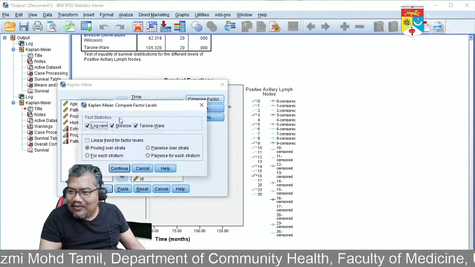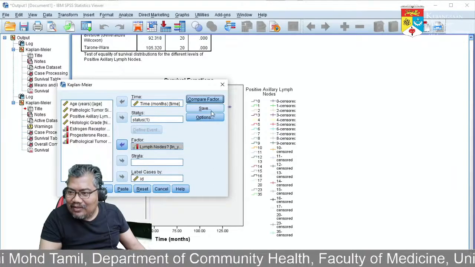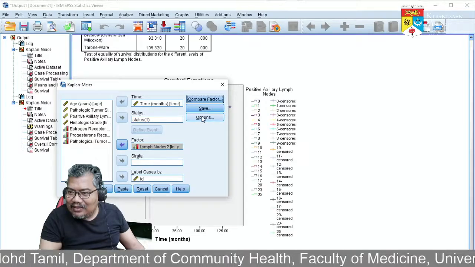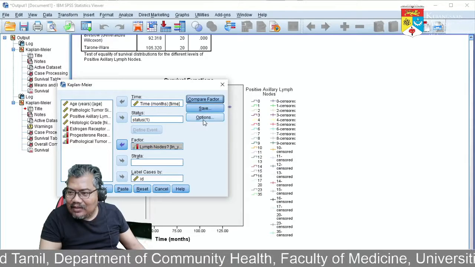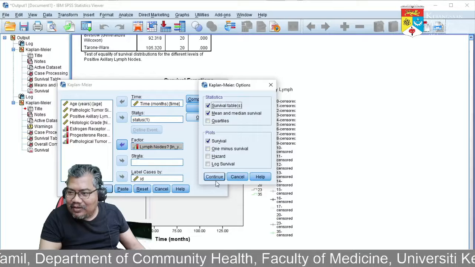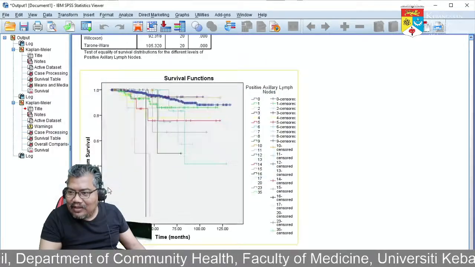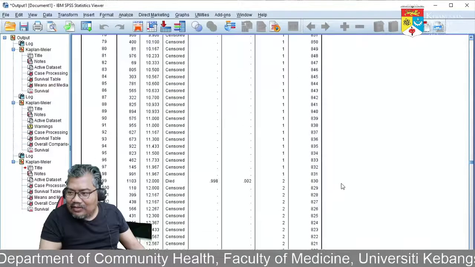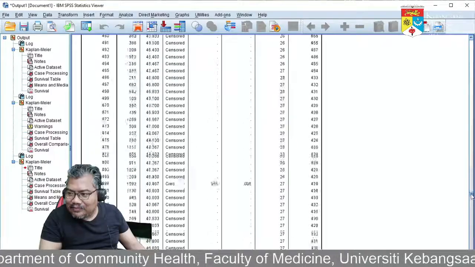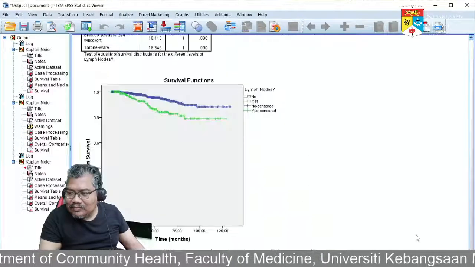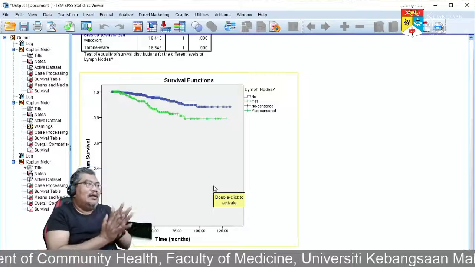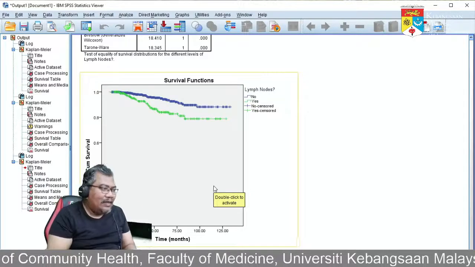Okay, so we're going to do compare factor, log rank, continue. Option should be the survival plot. Continue. Click OK. Okay. So now it says much better. Very sorry about that.